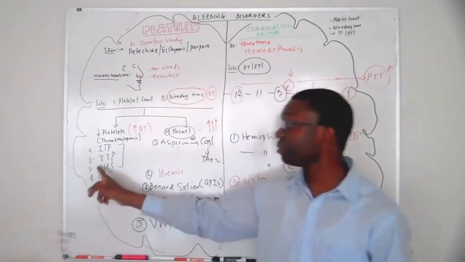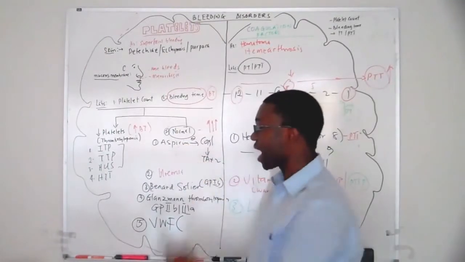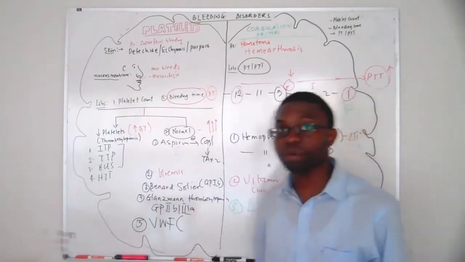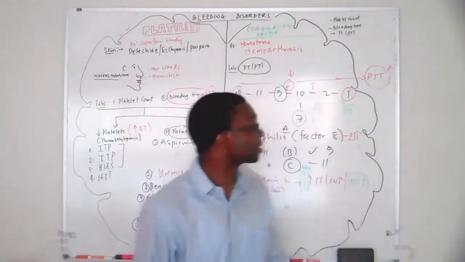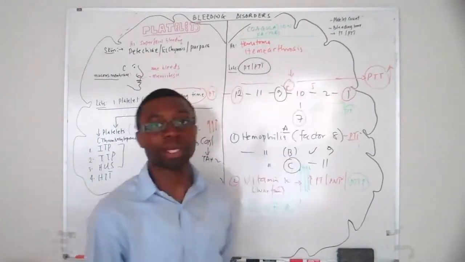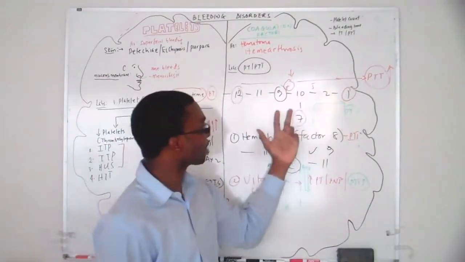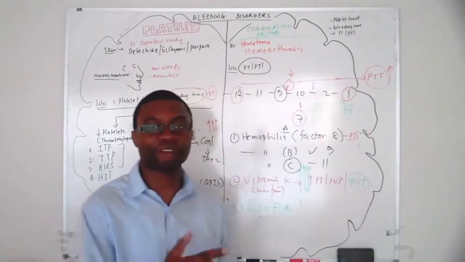If it's low, think ITP, TTP, HUS, HIT. If it's normal, think aspirin, uremia, penicillin, Glanzmann, or von Willebrand. You're done. Switch your brain. Coagulation factors, think hematoma, hemarthrosis, coagulopathy. Then you look at the classic cascade, which you already memorized, and you start picking and choosing what you want. Hemophilia, factor 8 is out.